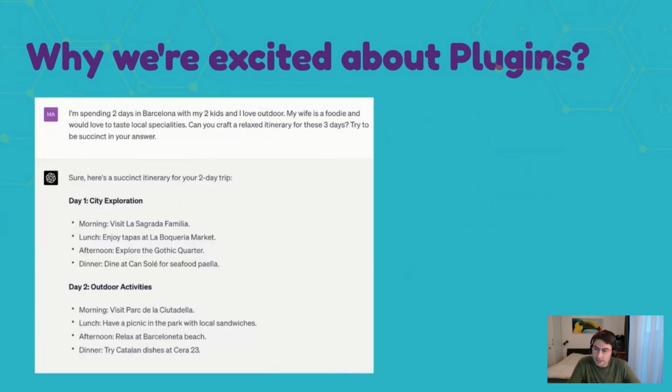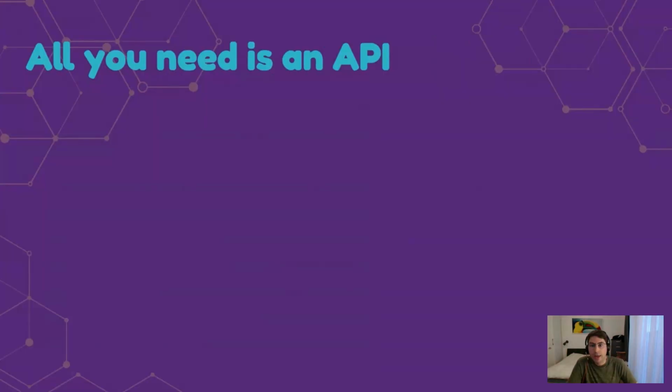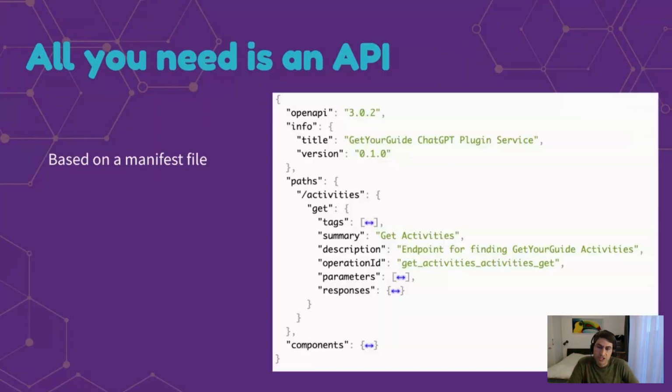And it turns out that ChatGPT is pretty good at travel planning. You can give it your instructions, a little bit of preferences, what you want to do, how long your itinerary is, and so on. And what we wanted to do is enhance this with relevant and bookable activities from GetYourGuide. And that's where the ChatGPT plugin comes in. And all you need is actually an API.